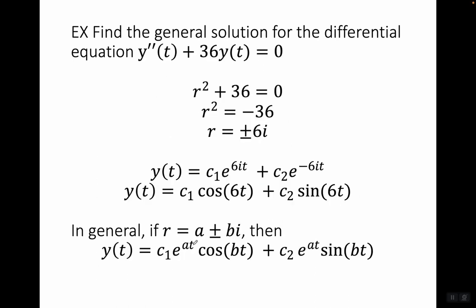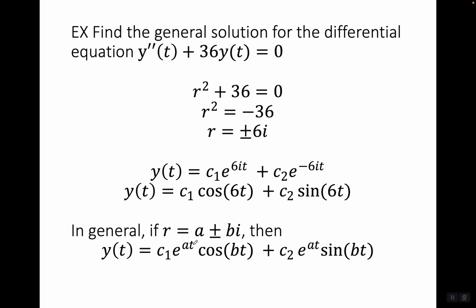Okay, let's find a general solution for the differential equation y double prime of t plus 36y of t equals 0. We get r squared plus 36 equals 0. So r squared equals negative 36. Do you remember from years and years ago how to solve r squared equals negative 36? Solutions are going to be r equals plus or minus 6i. So we just plug that in for r. y of t equals c1 e to the 6it plus c2 e to the negative 6it.